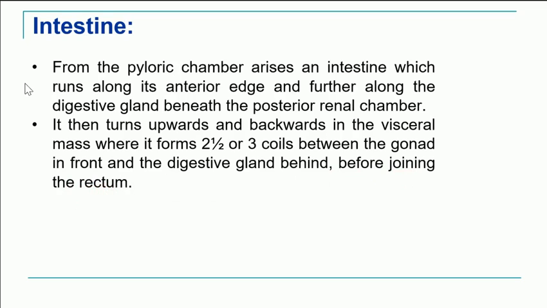Okay, so I'll repeat that it is a coiled structure. It starts from the pyloric chamber, then it moves along the anterior edge of this pyloric chamber, then it goes to the posterior renal chamber, then it turns upwards and backwards along the visceral mass in the form of 2.5 to 3 coils, and then ultimately it joins the rectum. Okay, so this is about the intestine.